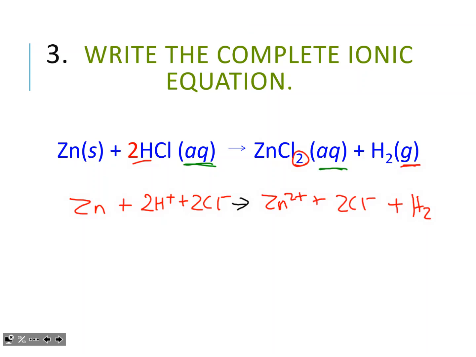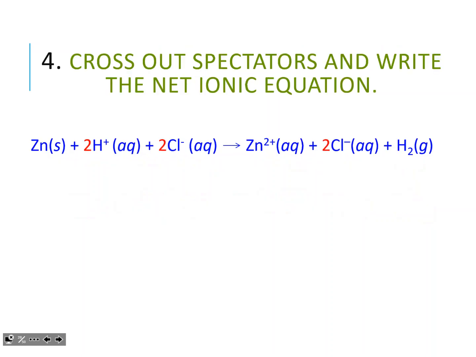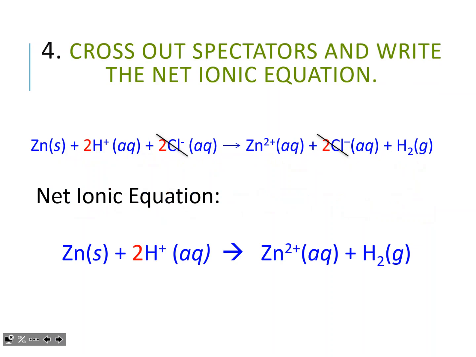So once we get to this point, now you should see that there is one spectator. What is our spectator ion here? The chloride is spectating. It's in ion form on both sides, so that's the one we're ultimately going to cross out. It's not participating in the reaction at all. And then we end up rewriting what's left over. The leftovers go down here, and you put down the net ionic equation.